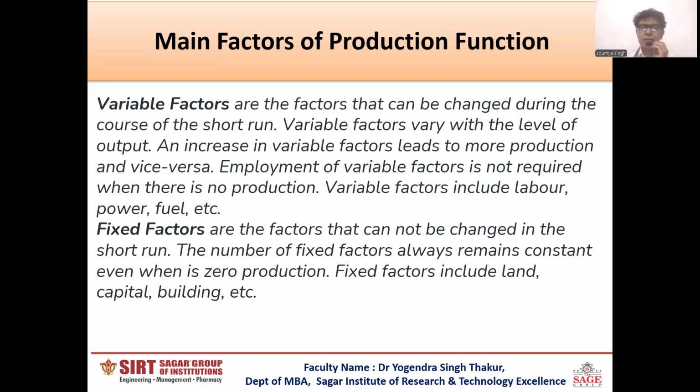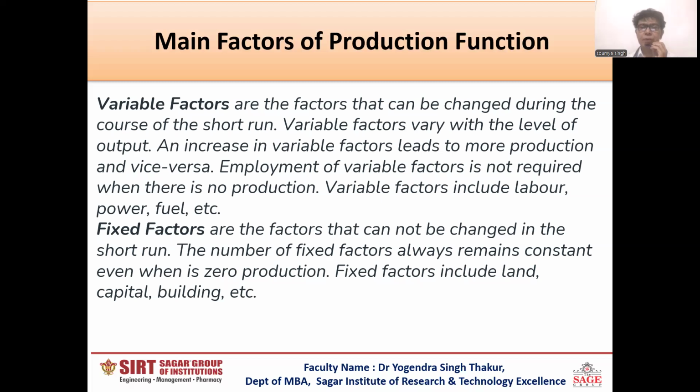Firstly, we talk about the variable factors. These are factors that can be changed during the course of the short run. Variable factors vary with the level of output. An increase in the variable factors leads to more production and vice versa. Employment of variable factors is not required when there is no production. Variable factors include labor, power, fuel, etc.